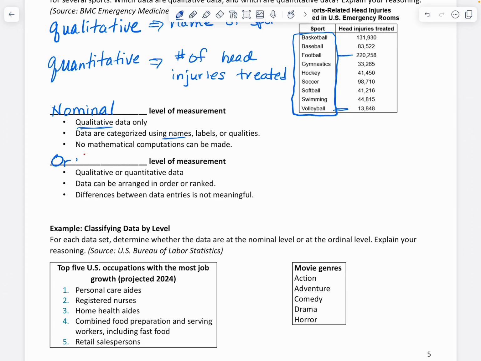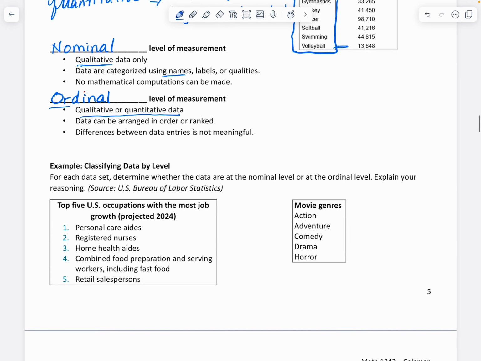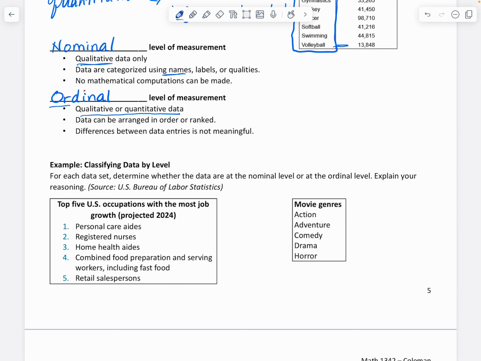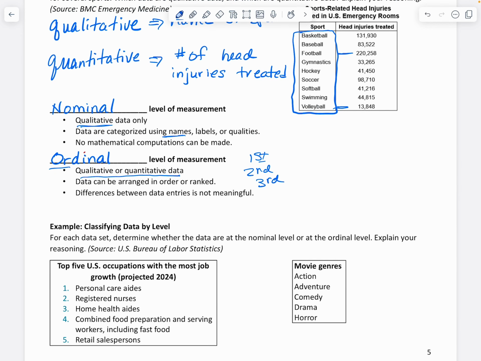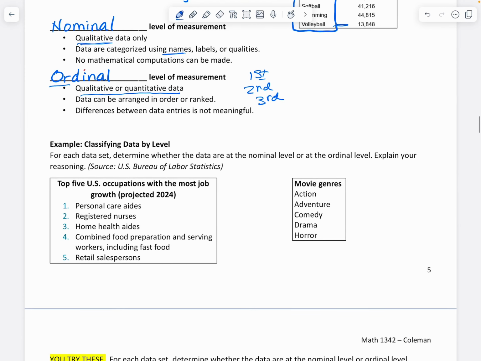The next one is ordinal. Ordinal orders your data, so it's got the order part of it. It can be qualitative or quantitative. Basically, your data is arranged or ranked. So we're looking at first, second, third, that kind of ranking. The differences, however, between the data entries is not meaningful. In other words, you can't subtract it. Very much like you can't subtract basketball from baseball. The same thing. So you can't actually subtract it where it's meaningful.